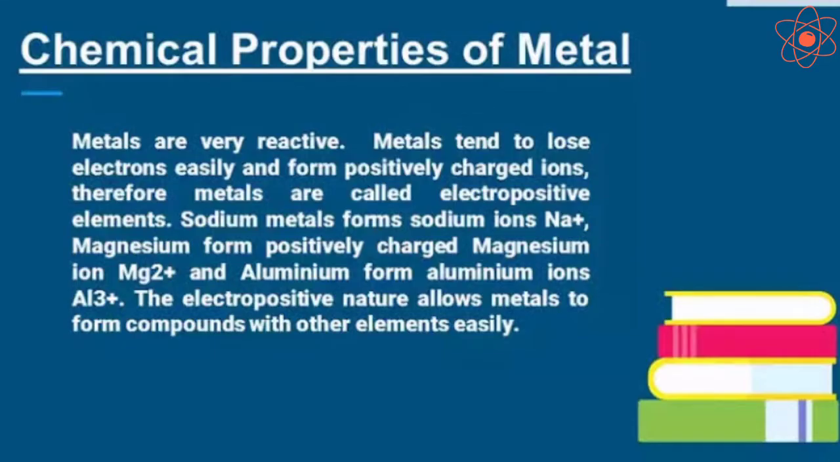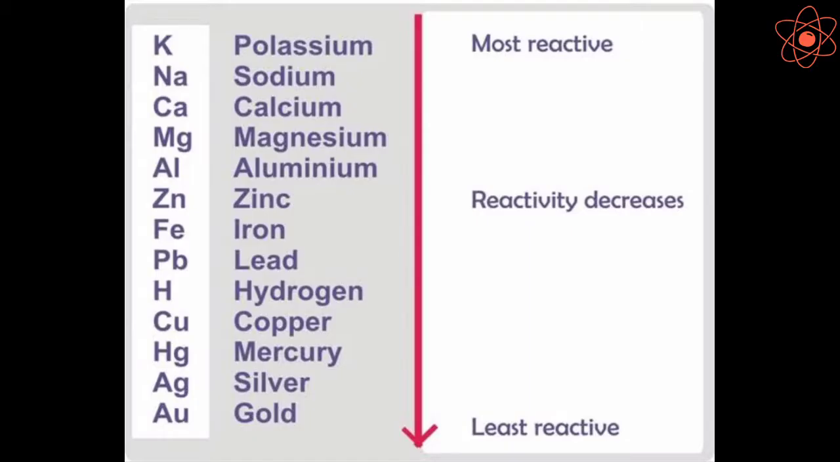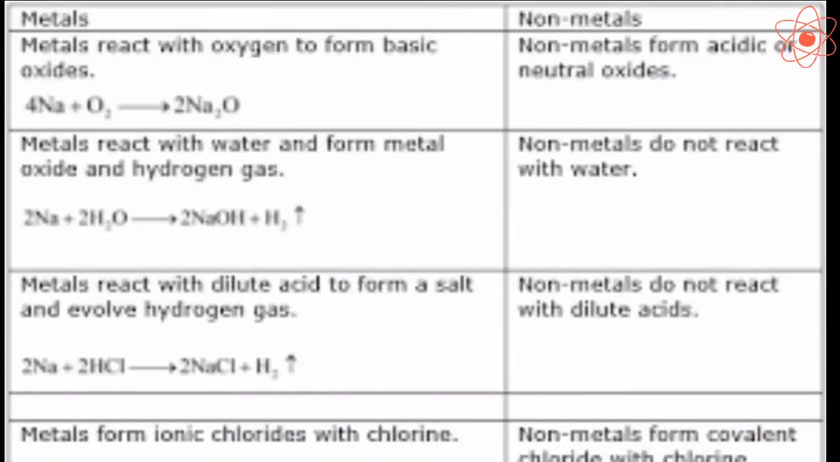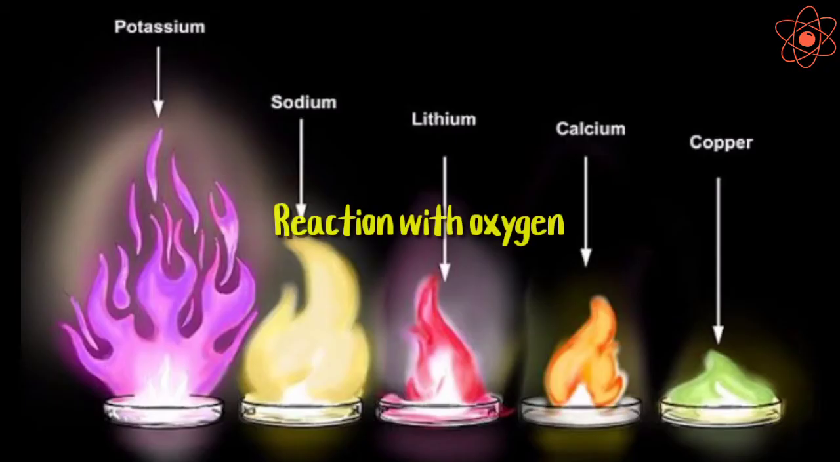Generally, all metals show similar chemical properties, but their reactivities depend upon their nature and reaction conditions. Metals are different from non-metals depending upon their chemical reactivities. Now, let us understand the first chemical property, reaction with oxygen.